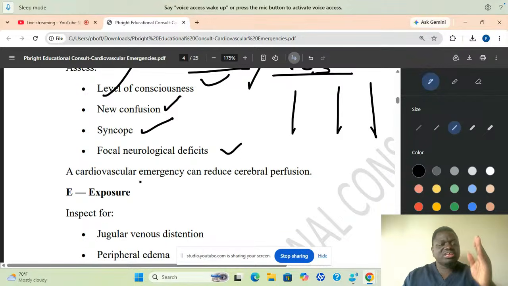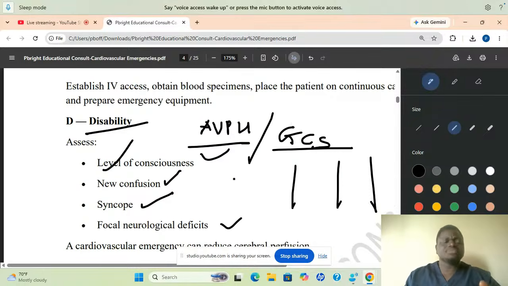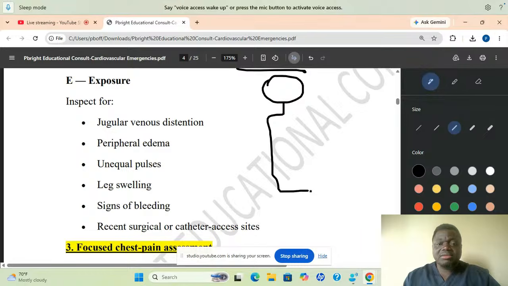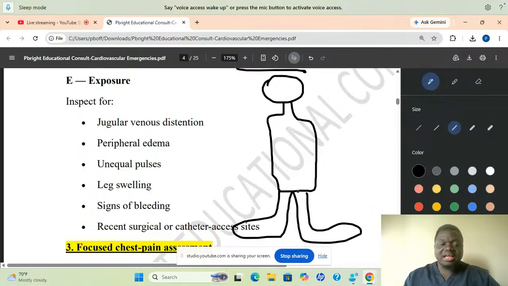So a cardiovascular emergency can reduce what? Cerebral perfusion. That is why you need to do your disability. Good. Then exposure. Exposure is about the body. Sometimes exposure can affect the cardiovascular system. So you do assessment from head to toe.